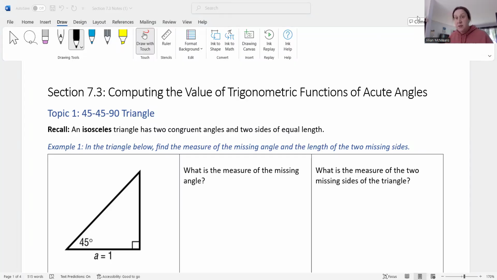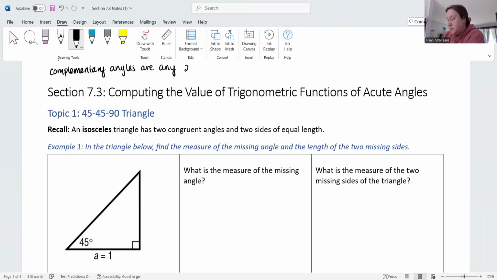Okay, so for section 7.3, we're going to look at computing the value of trigonometric functions of acute angles. And I want to remind you of something that we talked about in the last section. We had this idea of complementary angles. Complementary angles are any two angles whose sum is 90 degrees.